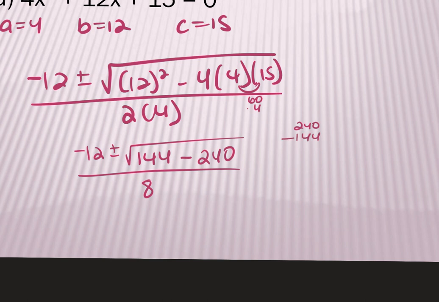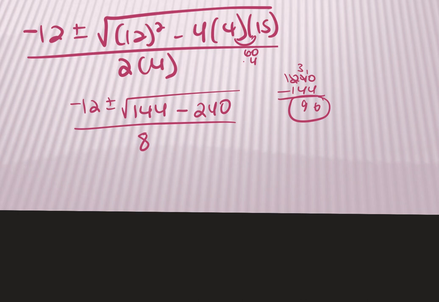240 minus 144 is, I'm sorry, not 196, just 96. Just 96, but it is negative. So it's negative 12 plus and minus the square root of negative 96 over 8. With me so far? All right, now the negative underneath comes out as the i, so negative 12 plus and minus i root 96 over 8.